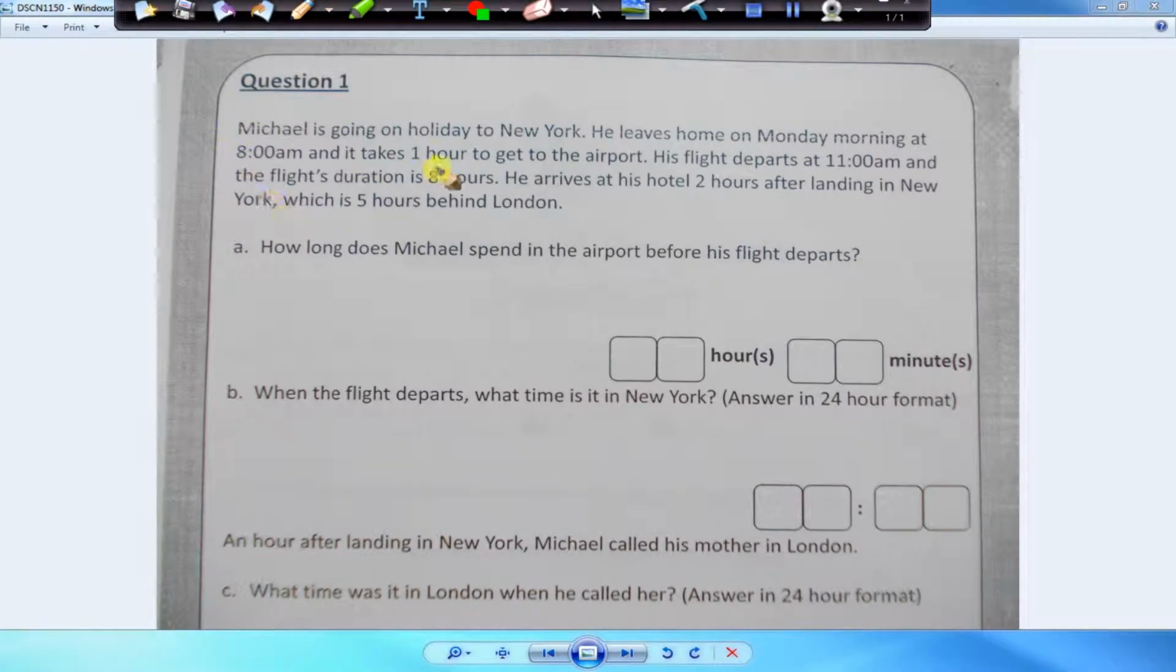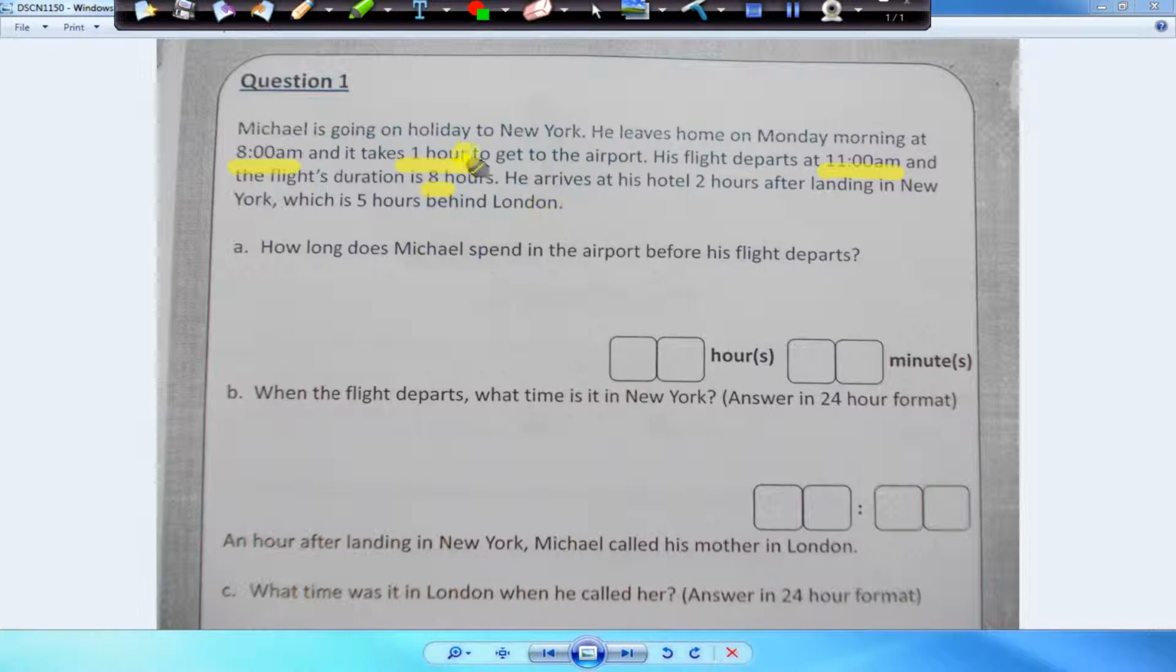Okay, right, Michael is going on holiday to New York. He leaves home on Monday morning at 8 a.m. So let's get a bit of a highlighter here, running. And takes 1 hour to get to the airport. His flight departs at 11 o'clock and the flight duration is 8 hours. He arrives at the hotel.